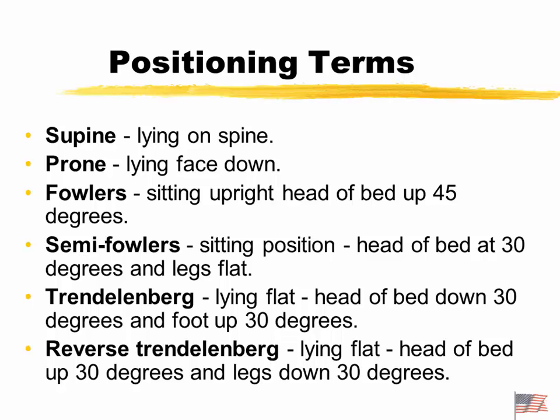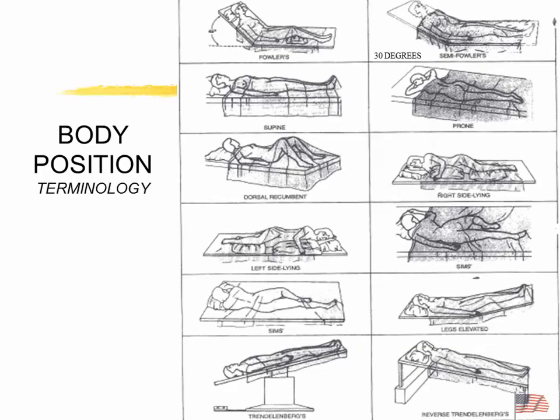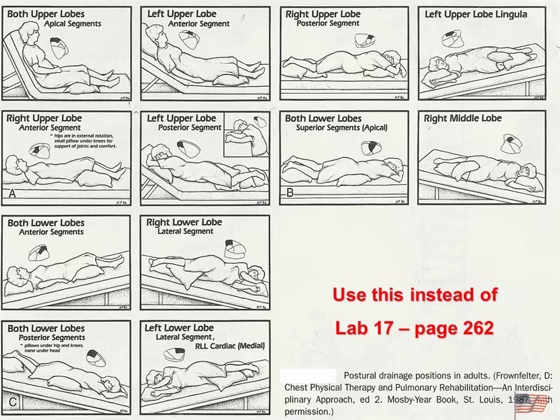So just some general terminology you should be aware of: supine and prone, and then the Fowler's, high Fowler's or semi-Fowler's. Trendelenburg is where, again, the bed is flat but the feet are elevated, and reverse Trendelenburg would be where the head is elevated in that fashion. Here are some pictures diagramming that exact thing. And these are the positions that we're going to use, not what is in the lab manual.